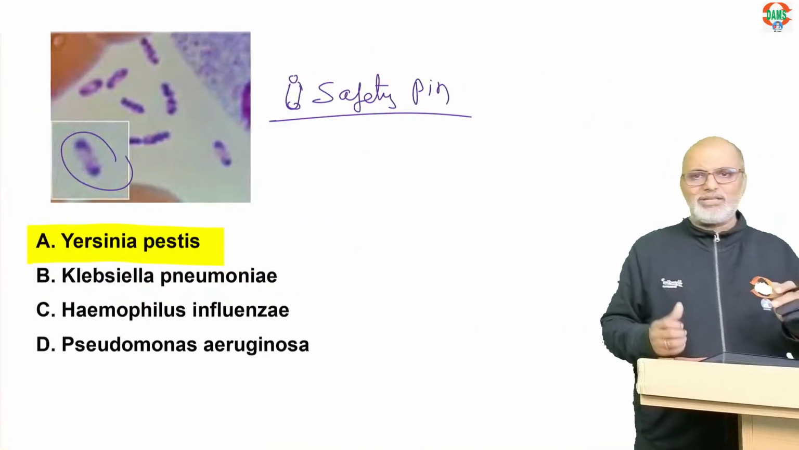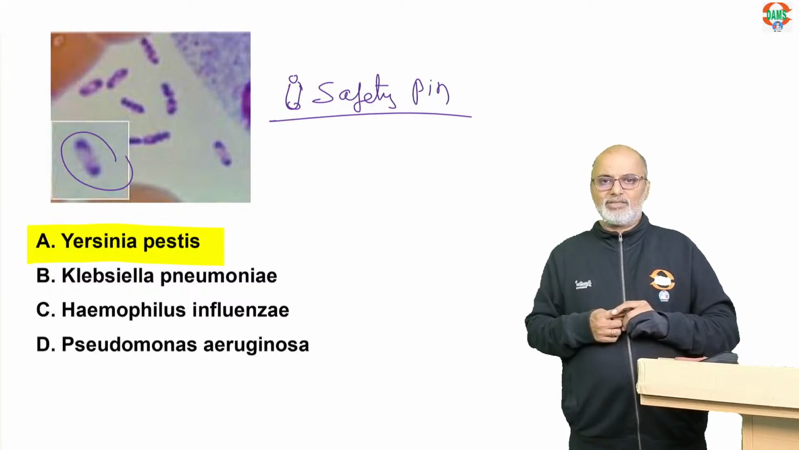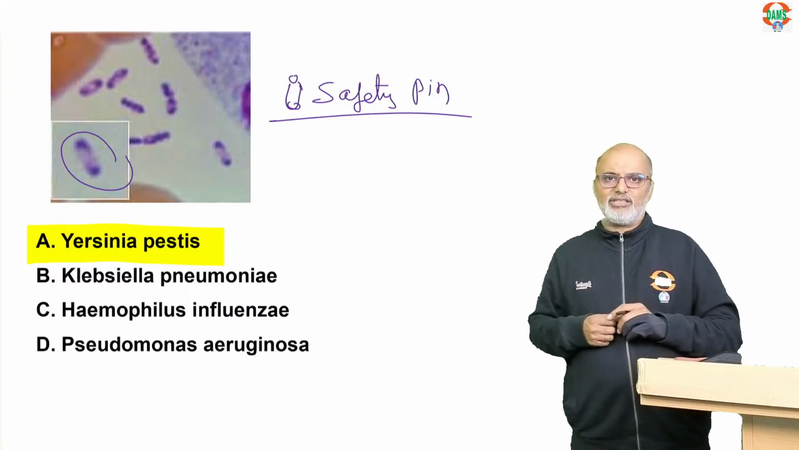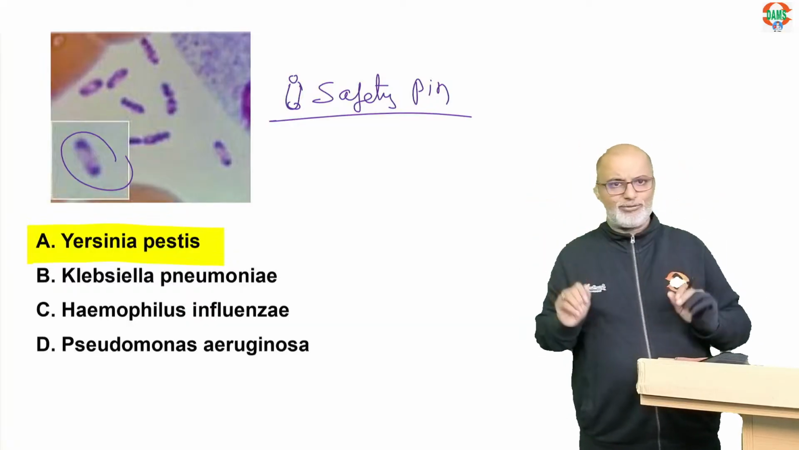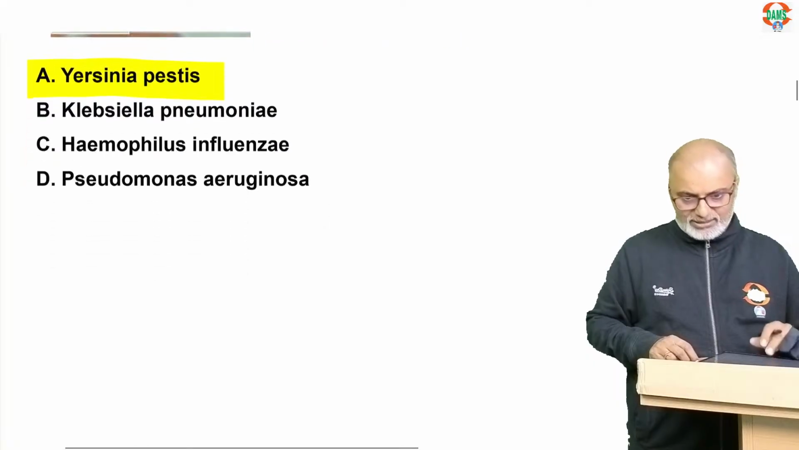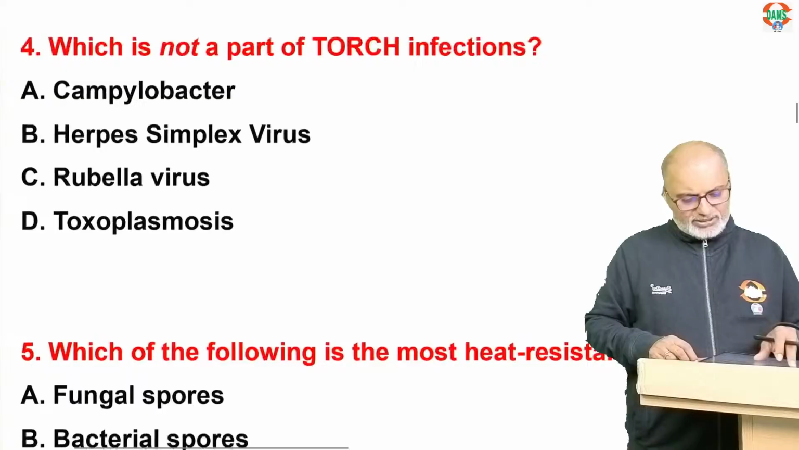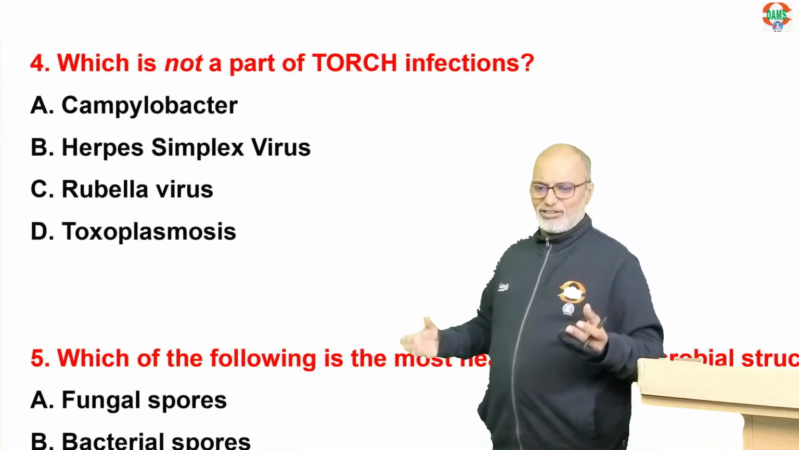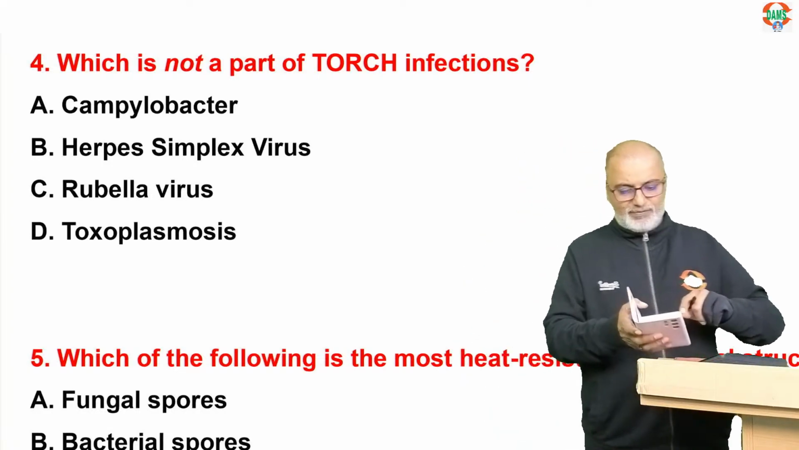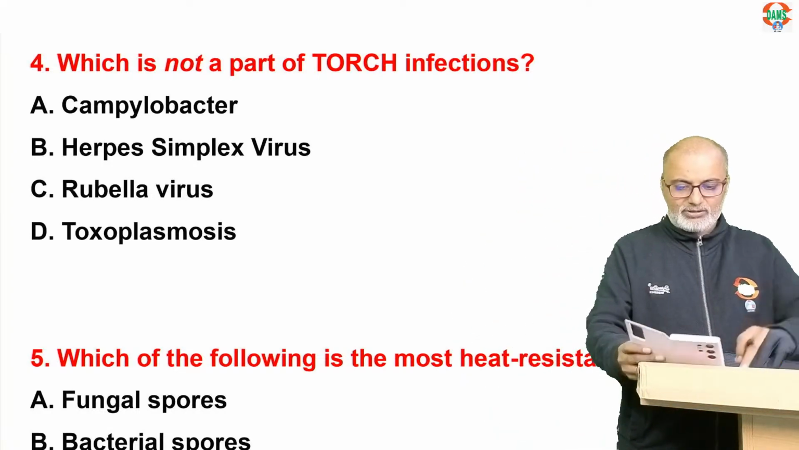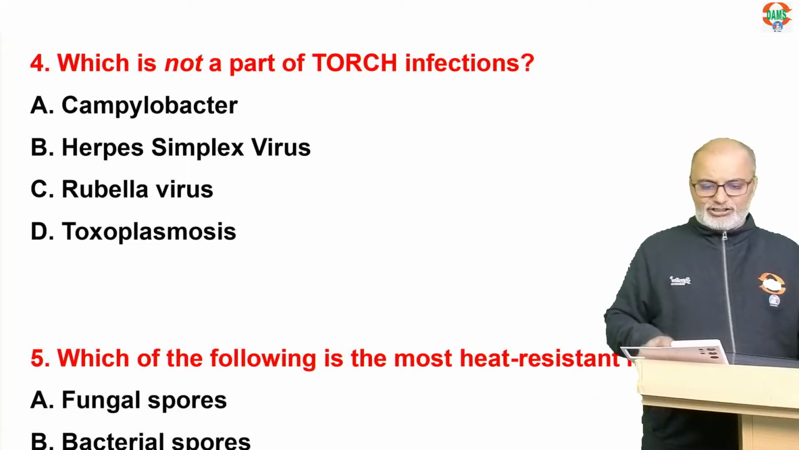Got it? So sometimes you may get a question like this. Pattern based: Chinese letter pattern, comma shape bacteria, drumstick bacteria, lanceolate shape bacteria. Something we give. Okay. Next is, which is not a part of TORCH infections? You are aware of that. Which is not a part of TORCH infections?